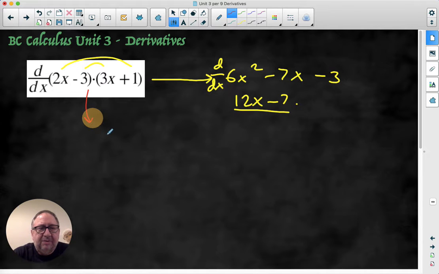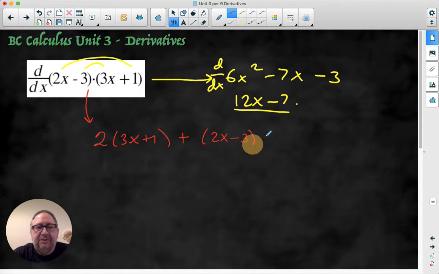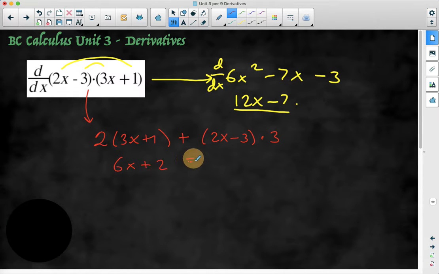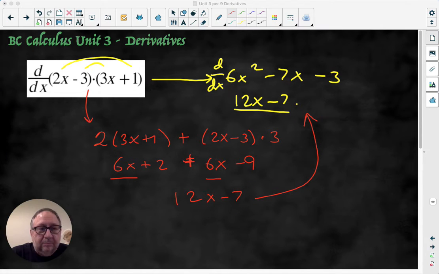But if we try to use the product rule on this, we get the following. We get the derivative of the first, that's 2, times 3x plus 1 just hangs around, plus 2x minus 3 stays there, and then the derivative of the second term, 3. If we distribute through, we get 6x plus 2 plus 6x minus 9, and that's 12x minus 7, same derivative that we had before.